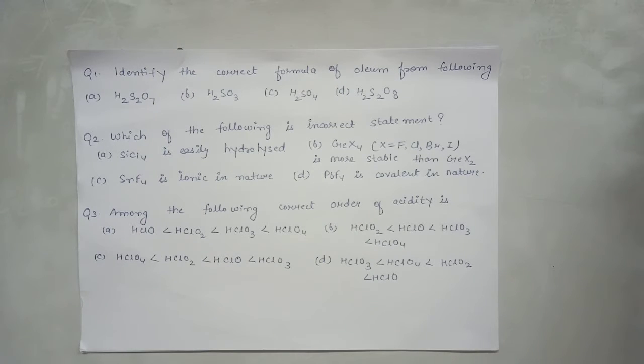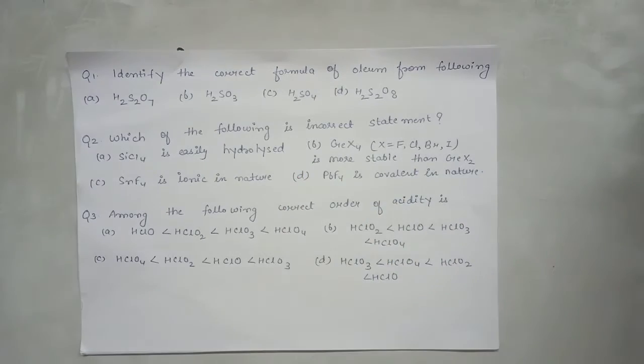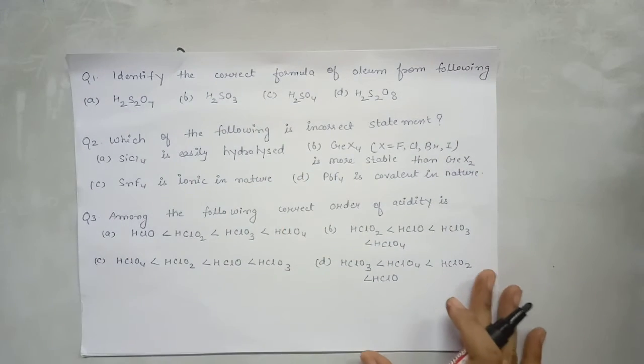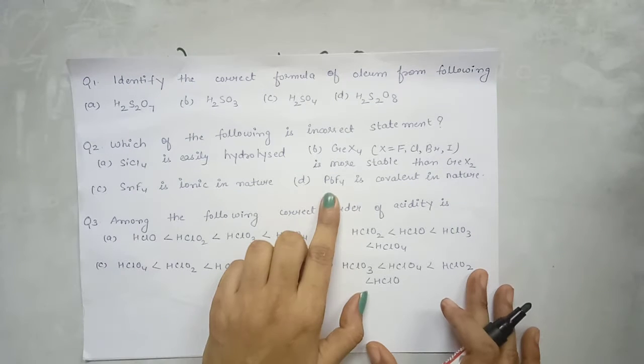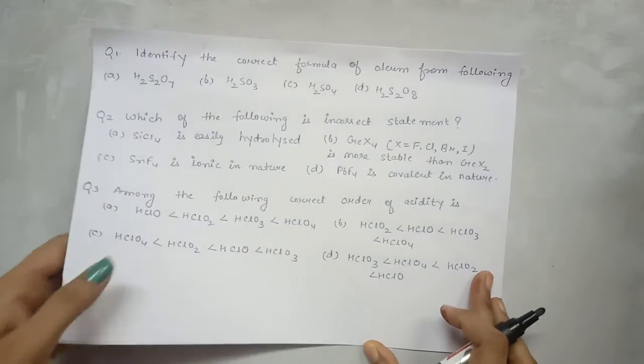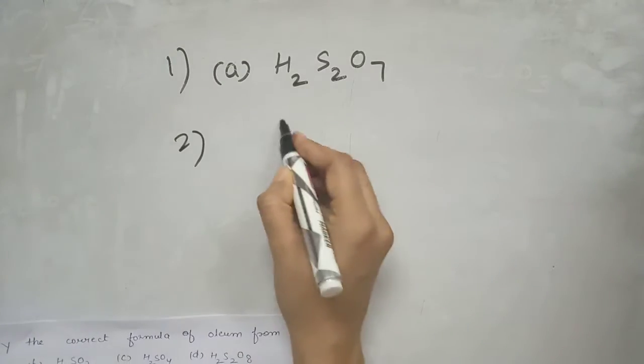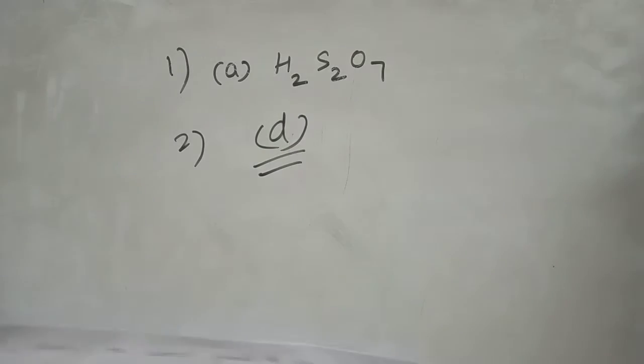So if you have a look at the carbon family, basically the tetrahalides formed by that group, most of them are covalent in nature. Okay, but there are a few exceptions. Two exceptions among them are SnF4, which is ionic in nature, and also PbF4. This is also ionic in nature. So this is the incorrect statement for the second question. That means D will be the incorrect statement.